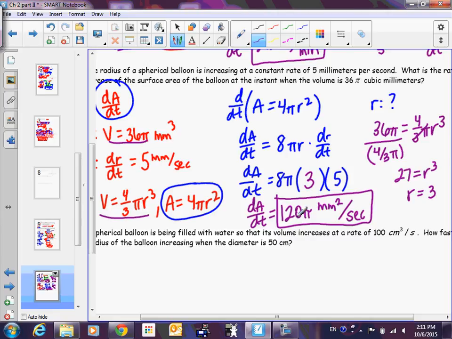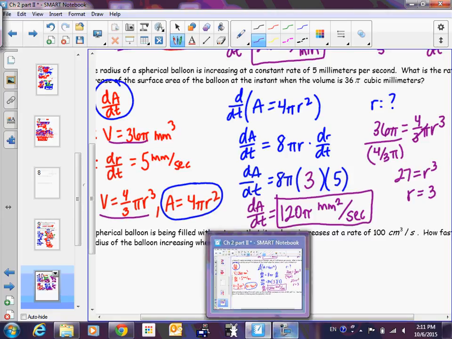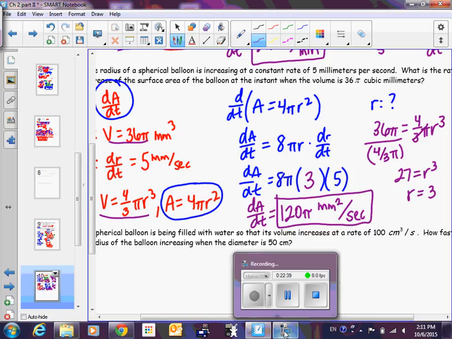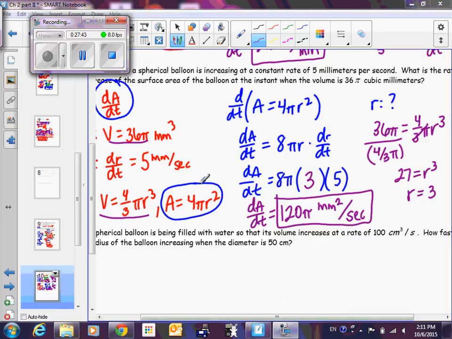Okay, so this is the first day of related rates. The first 2 we did were considerably easier than the last 2, right? We're just going to baby step our way up to the more difficult problems. And 5 I'm going to save for another day as review.